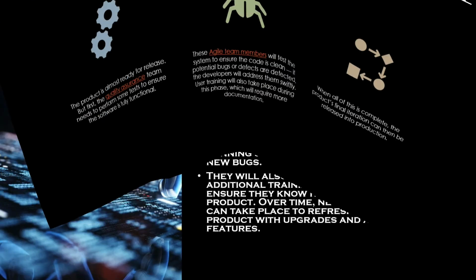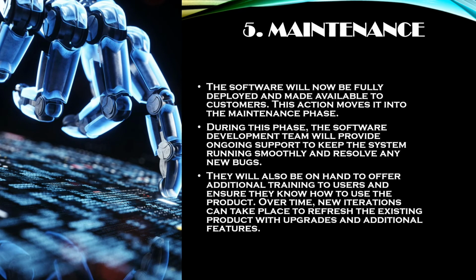Next, we are going to see about maintenance. The software is now fully deployed and made available to our customers. This action moves into the maintenance phase. During this phase, the software development team will provide ongoing support to keep the system running smoothly and resolve any new bugs. They will also be on hand to offer additional training to the users and ensure that they know how to use the product. Over time, a new iteration can take place to refresh the existing product with upgrades and additional features.